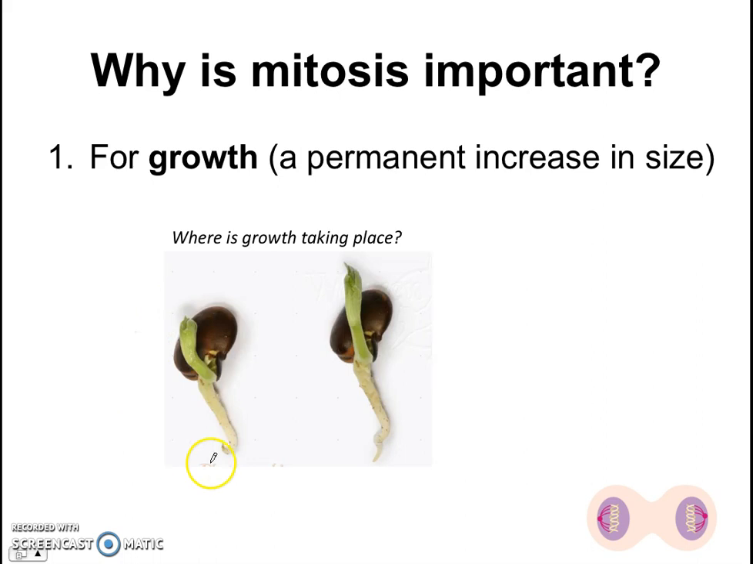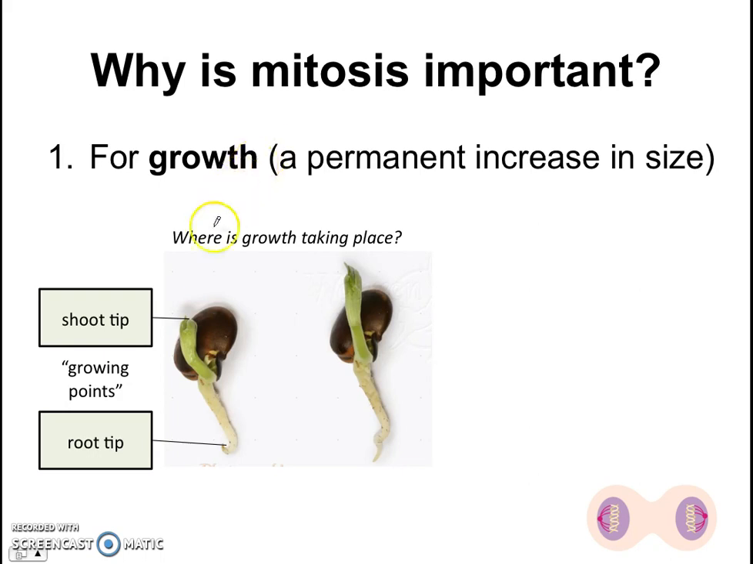So for example, in plants, we also get mitosis for growth. So if you've grown green beans before, you'll see that growth takes place at certain points of the seed. In particular, growth takes place at these tips. So the shoot tip is what grows up into the stem and becomes the leaves, and the root tip is what grows up to become the entire system of roots. So it's at these tips where there's a lot of cell division taking place, a lot of mitosis taking place, so that there can be growth and a permanent increase in size.